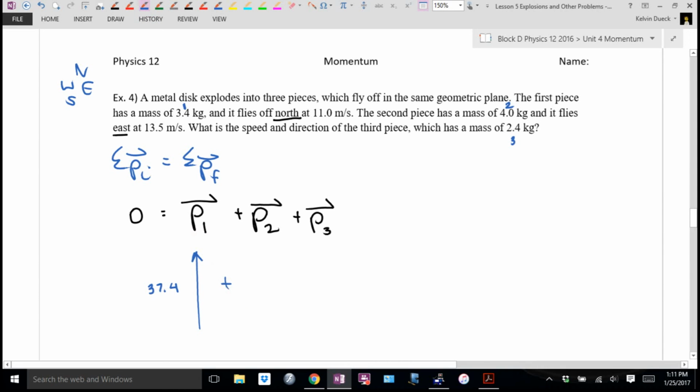Plus, mass 2, what direction was it moving? East. It's going to be 4 times 13.5. Timesing by 4, that's the same as going times by 2 twice. So 13.5 doubled is 27. Doubled again, check me out, but it should be 54.